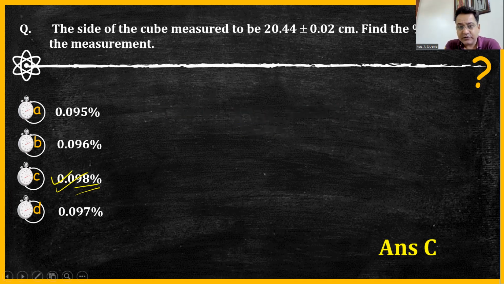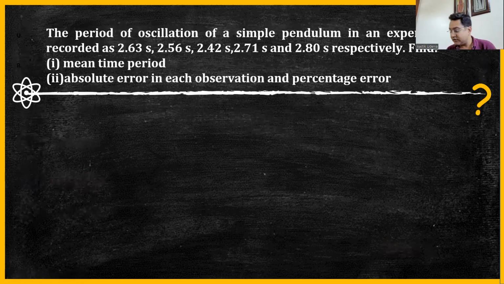Shall we move on to the next question? Yes, sir. This is the next question. This is how questions are framed. The time period of oscillation of a simple pendulum in an experiment is given by these values. Find all these things. I'll give you 2 minutes to give me the answer.